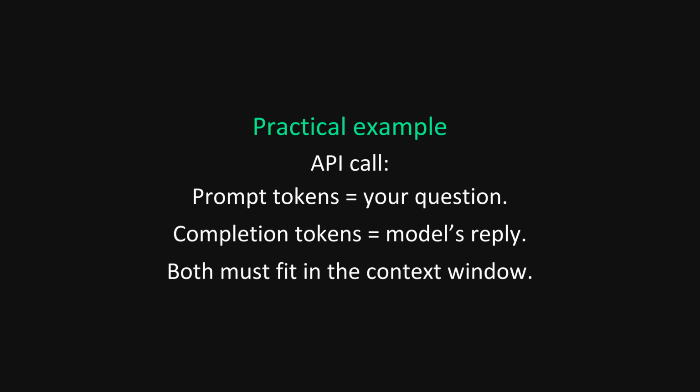In an API call, the tokens in your question are counted as prompt tokens, and the tokens in the model's reply are counted as completion tokens, often billed separately. This is closely related to the context window, because both prompt and completion tokens must fit inside that total limit.